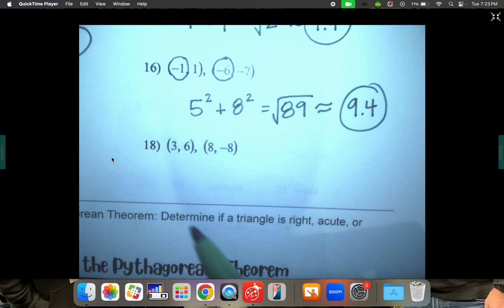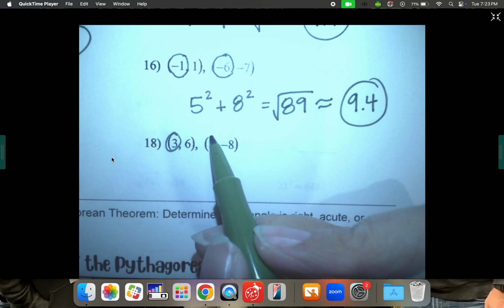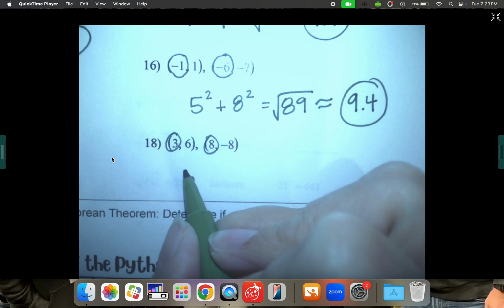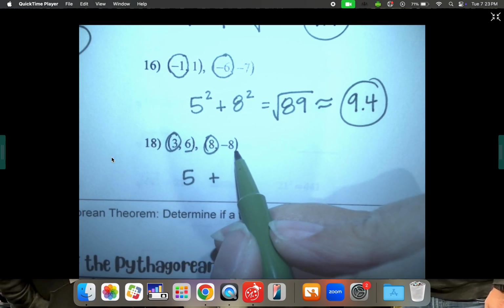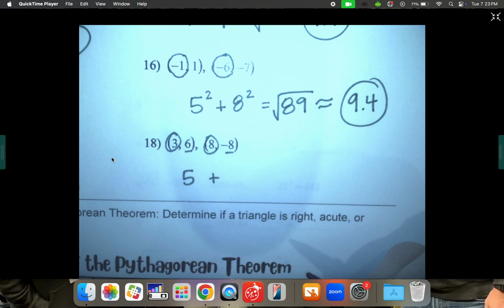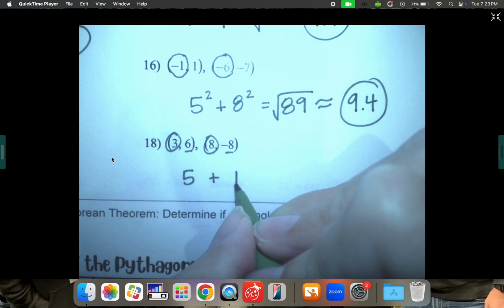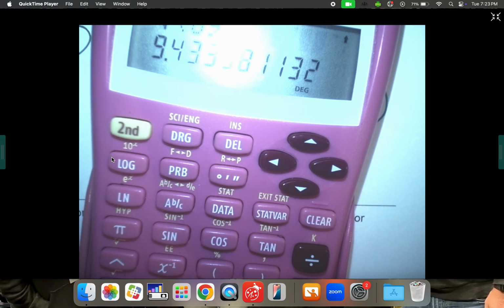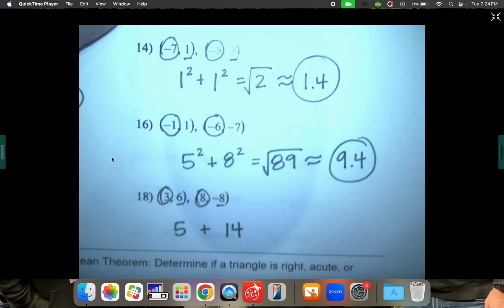All right, last one. From 3 to 8, that is 5 steps. From 6 to -8, you go from 6 to 0, and then you go 8 more further back. So you're adding the two. So that's going to be 14, I think. 6 minus -8. Yeah, 14 steps.